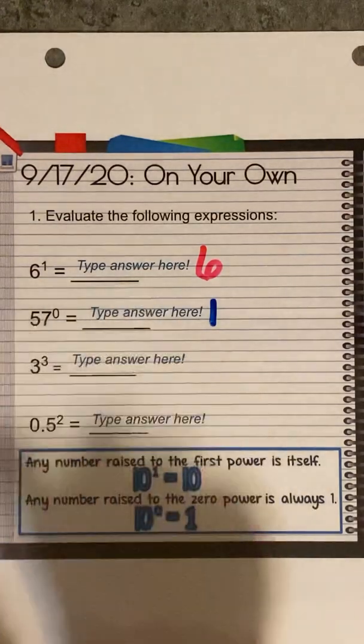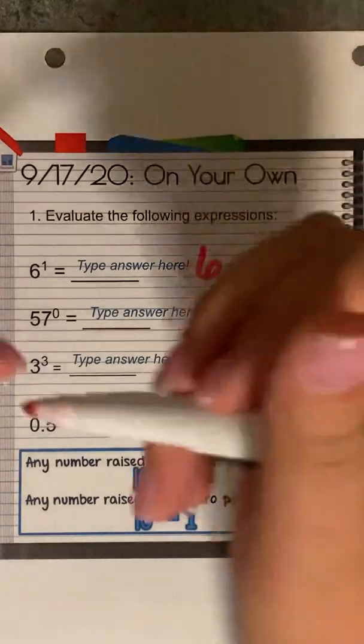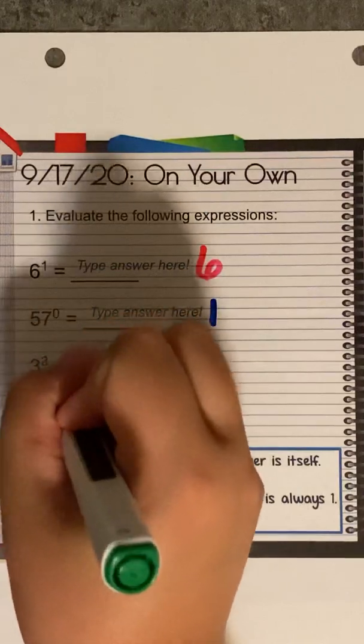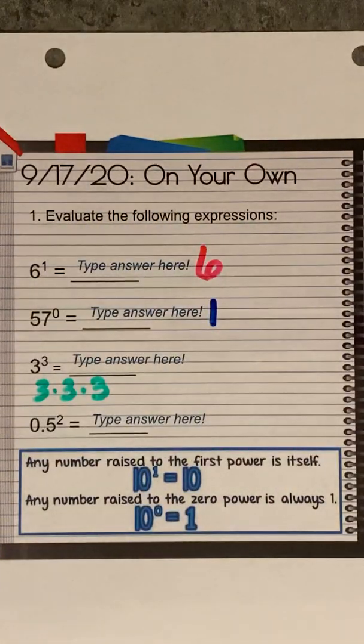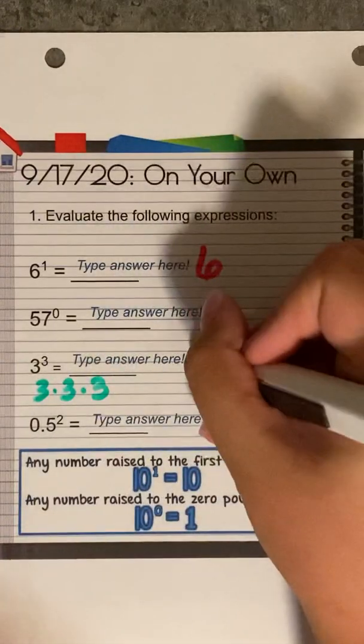3 to the 3rd power, or 3 cubed. All right, let's see. 3 cubed is going to be 3 times 3 times 3. I'm just showing it to you. 3 times 3 times 3, and you can do your work on a separate sheet of paper and then type in your answers. That's fine. 3 times 3 is 9. Times 3 is going to be 27.